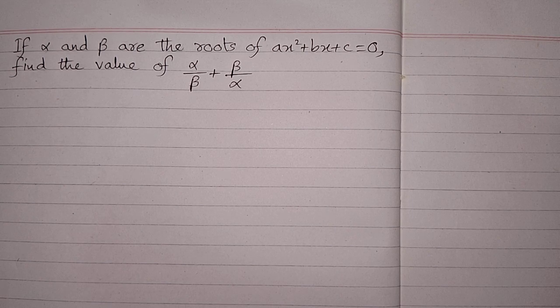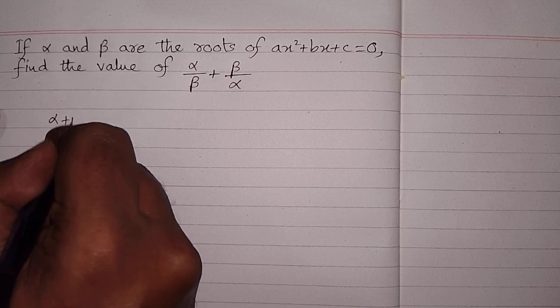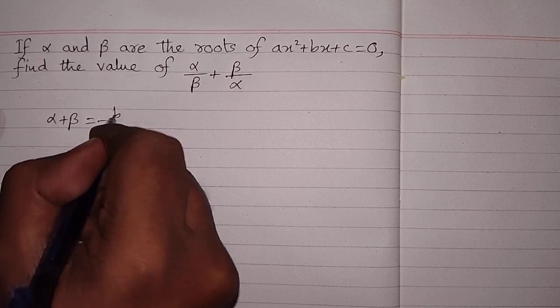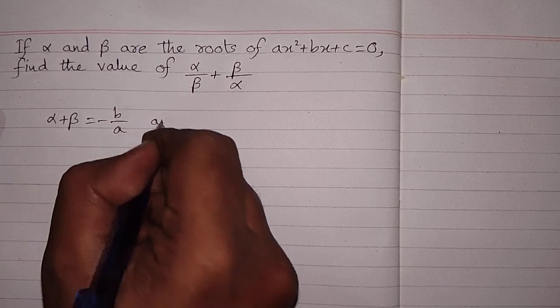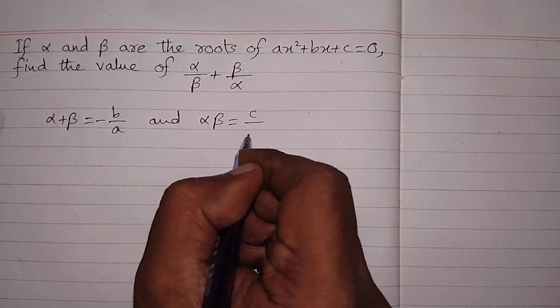If alpha and beta are the roots of ax square plus bx plus c is equal to 0, then find the value of alpha upon beta plus beta upon alpha. So first of all, we know that the sum of the roots alpha plus beta is equal to minus b upon a, and the product of the roots alpha beta is equal to c upon a.